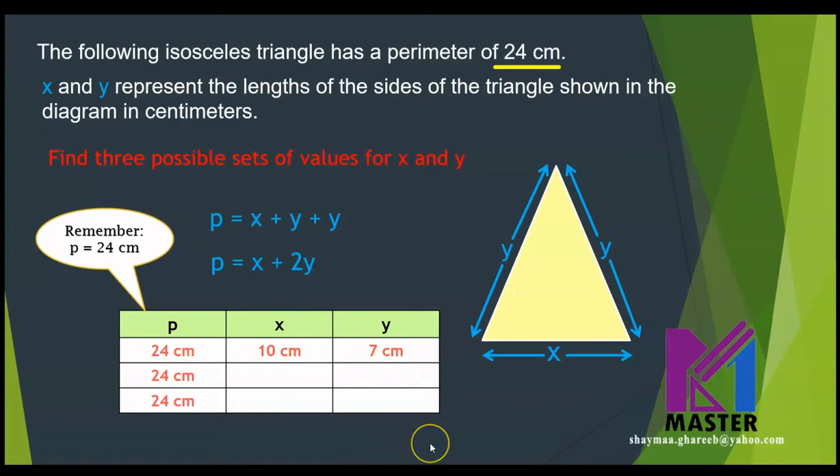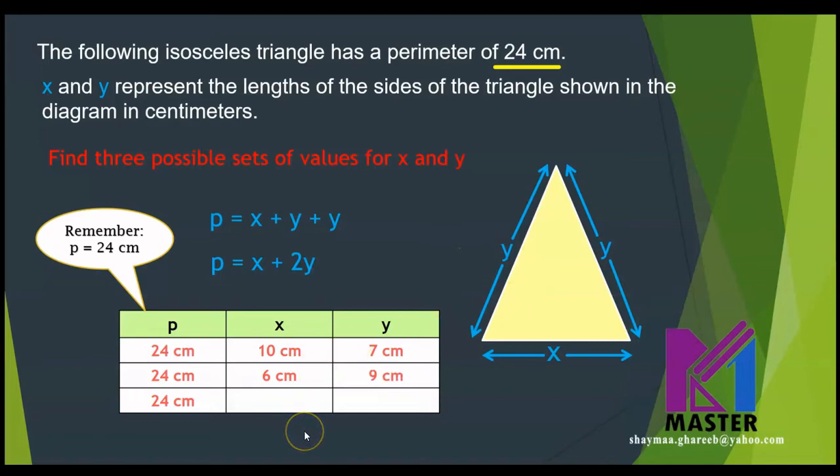Now let's choose another number for the x. Let's try another number. If x equals 6, then the two other sides will equal, what do you think? 24 minus 6 equals 18. Okay, then the two other sides will be equal, yes, 18, which means each one of them equals 9, which is half the 18. Is this clear?